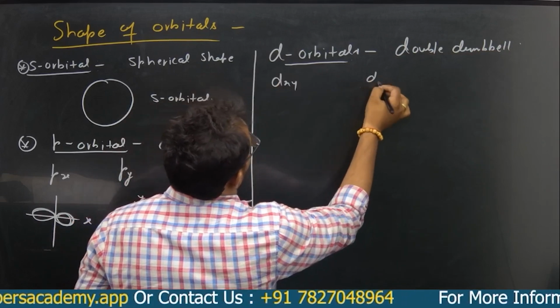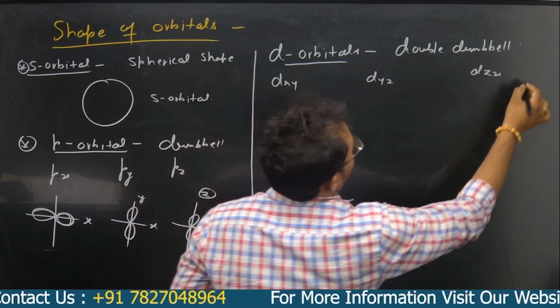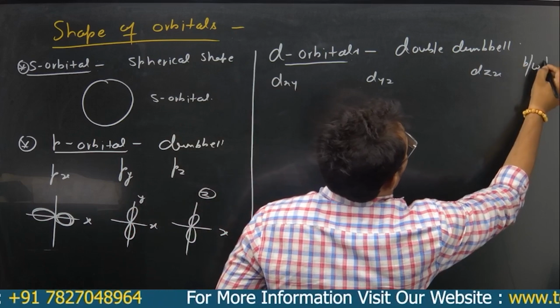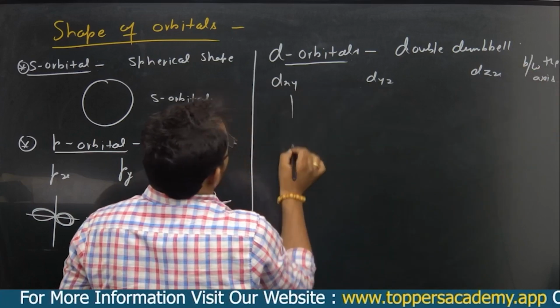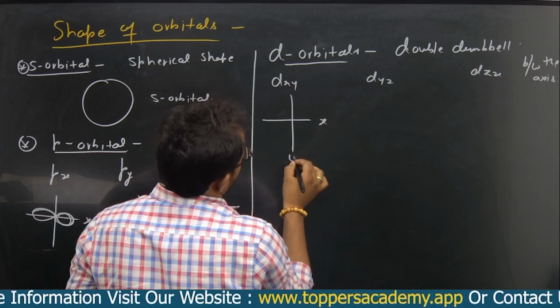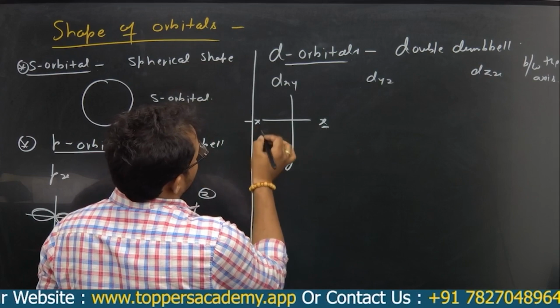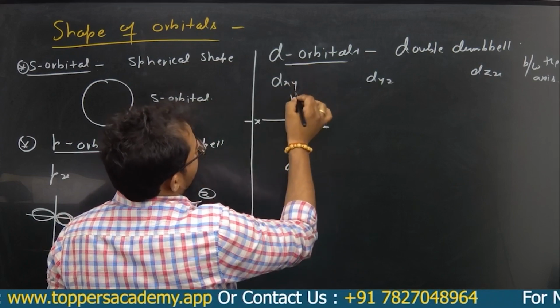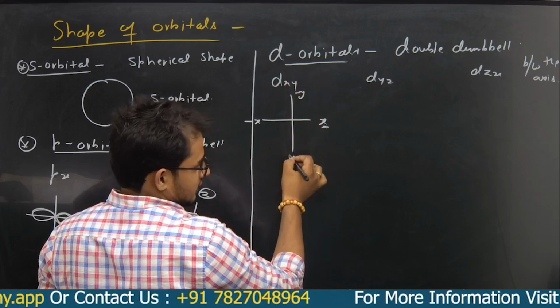dxy, dyz, dzx, these are between the axes. If I take it as x, the opposite will be minus x. If it is y, the opposite to it will be minus y. So this whole line is the y axis.